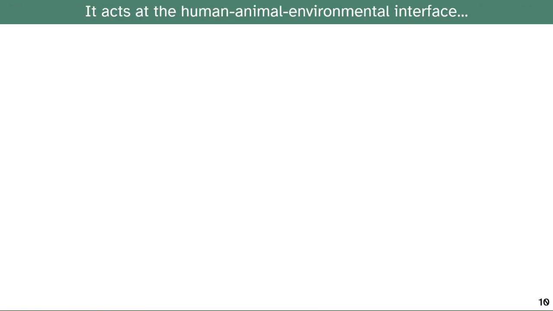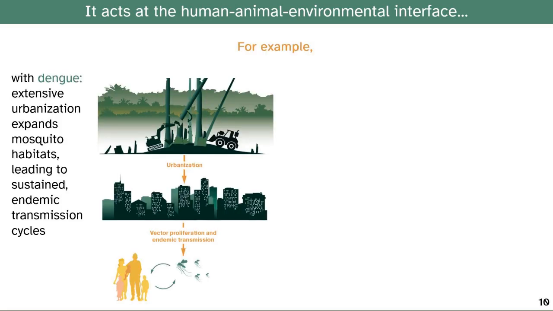A One Health approach acts at the interface of human, animal, and environmental health. Let's take dengue and rabies as examples to bring the approach to life. With dengue, we see that extensive urbanization expands mosquito habitats, and this leads to the sustained proliferation and the endemic transmission of vector-borne diseases. Here, the health of humans and the environment are interlinked.